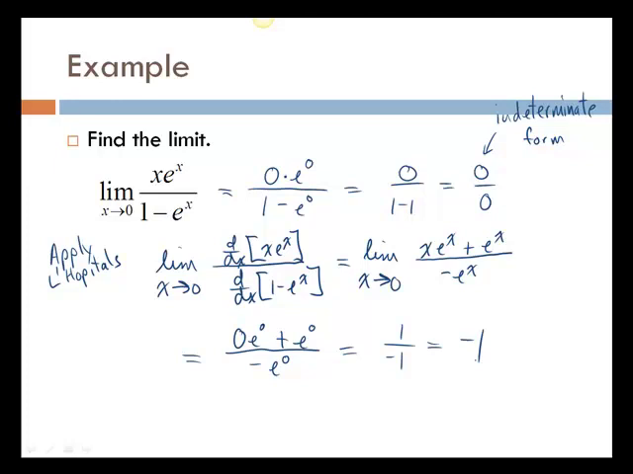You might want to graph that function. Just take a look and verify it graphically that our limit for that function, as x approaches 0, is going to be negative 1. Even though it's undefined at that point, it's indeterminate at that point, the limit is going to be negative 1.